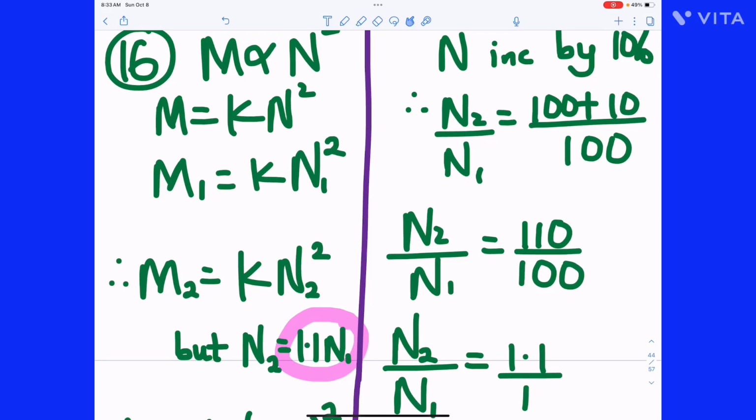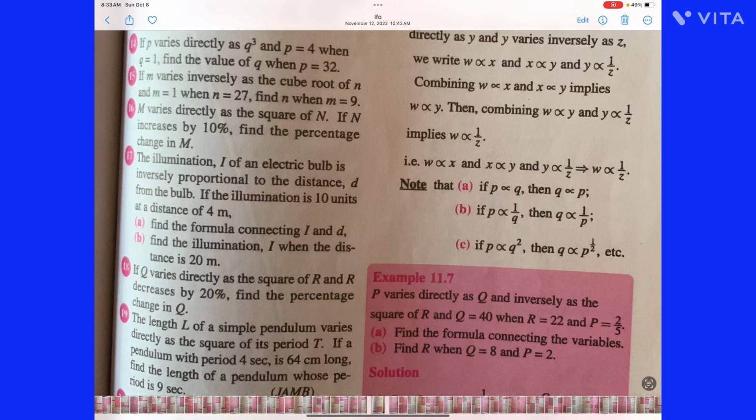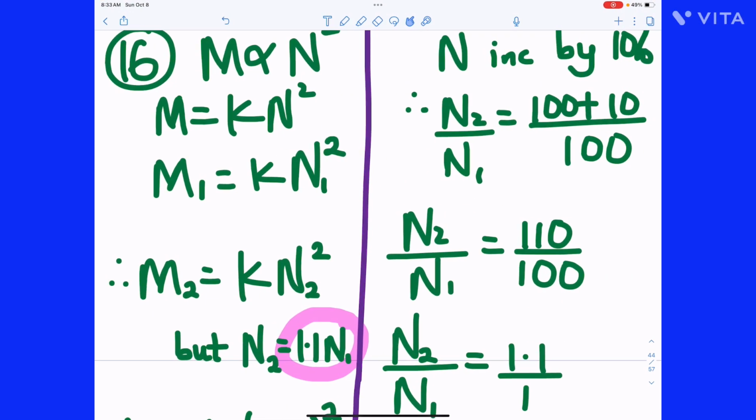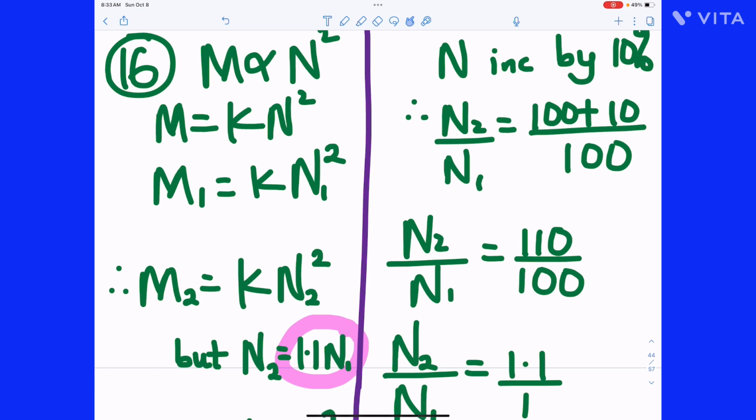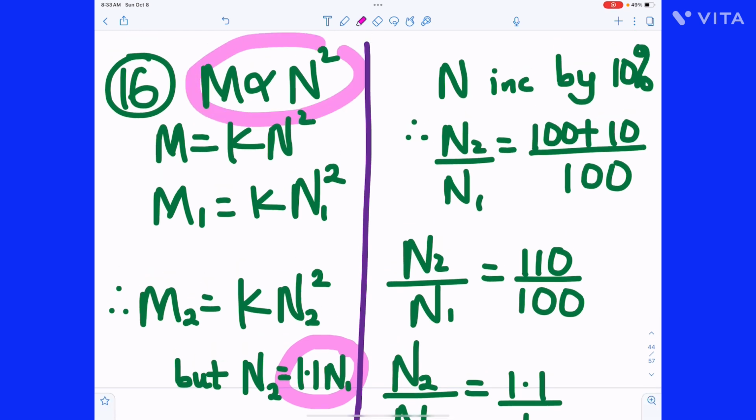Good day, everyone. Now, seniors, let's answer the remaining questions on the examples we are treating on direct and inverse variation. We are to continue from question 16. It says, m varies directly as the square of n. So I go straight and jot that down in symbols.